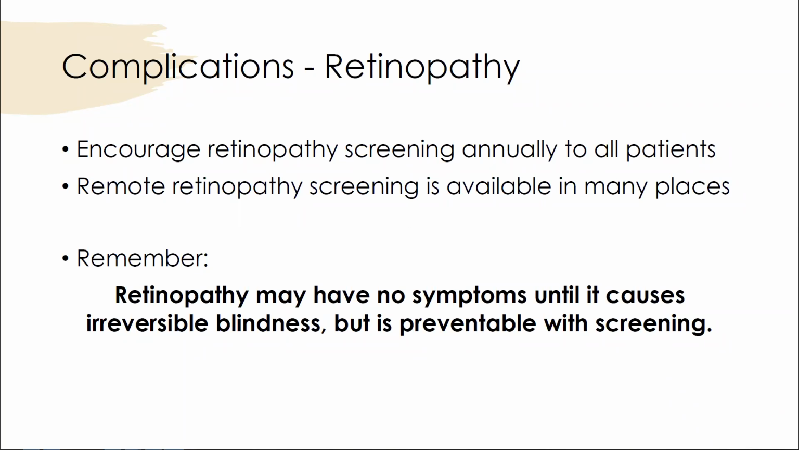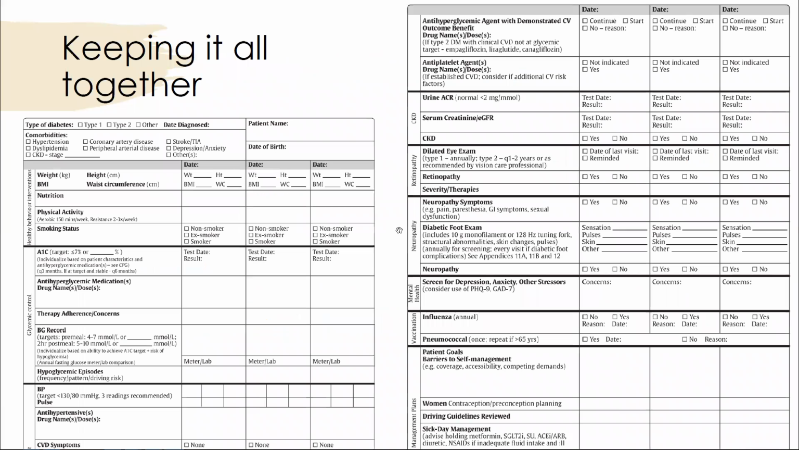It's still the leading cause of acquired blindness in North America. In Scotland, it is not the leading cause of acquired blindness because they've done a really good job of going around with trucks to all the remote communities and getting the retinopathy screening done. So if you have access to remote retinopathy screening, this is a really good thing to protect people.